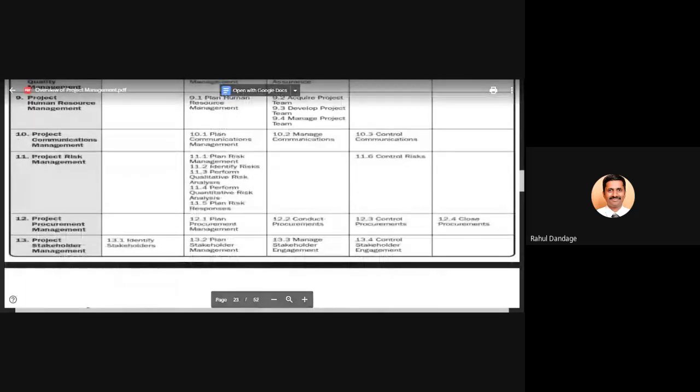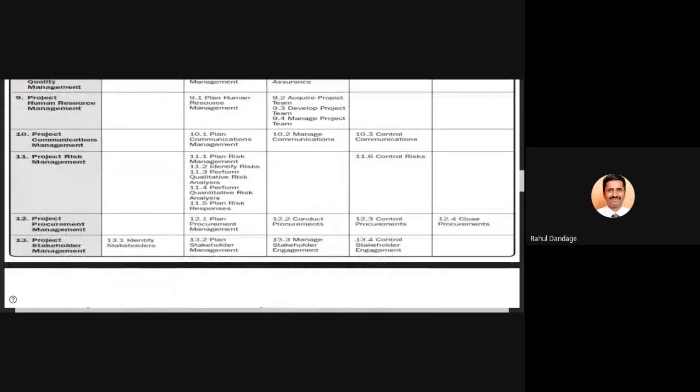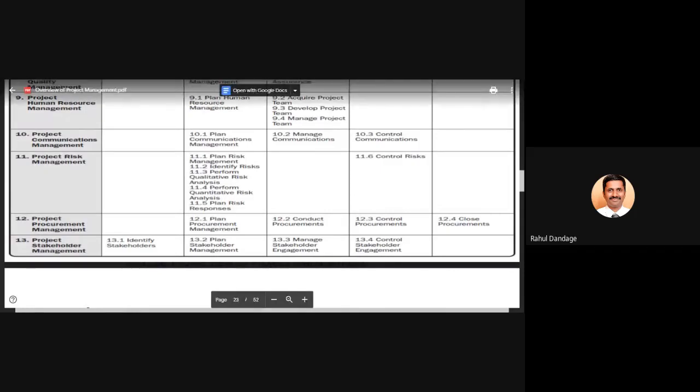Conducting the procurements means actually having your procurements executed, so it is in the executing process group. Controlling the procurements is in monitoring and control, and closing the procurements is in the closing process group.